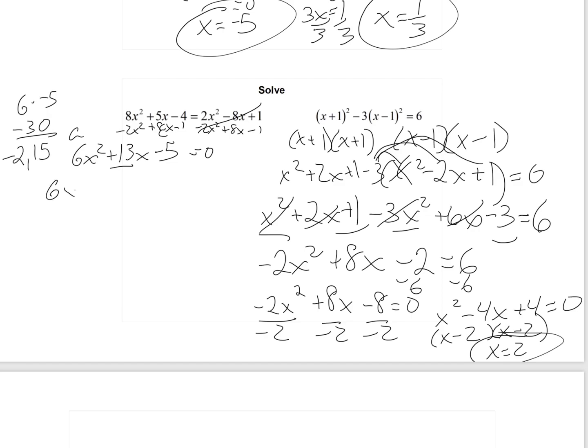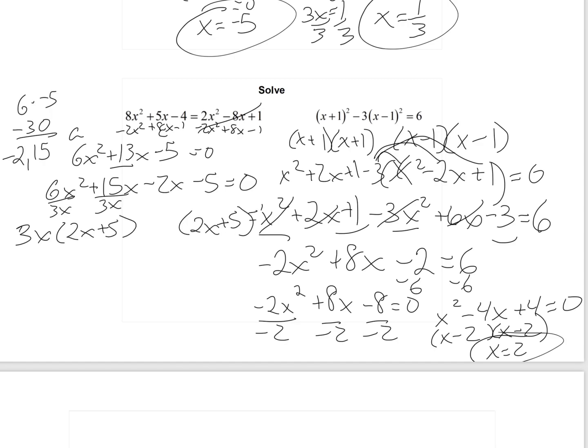Okay, so 6x squared. I like to put the bigger one, so 15x is bigger than minus 2x. I'll go with that one first. Take out right here, let's see, what, divisible by 3x. That leaves me with 2x plus 5. So I need 2x plus 5 here. And that means I took out a negative 1. So 2x plus 5 and 3x minus 1.